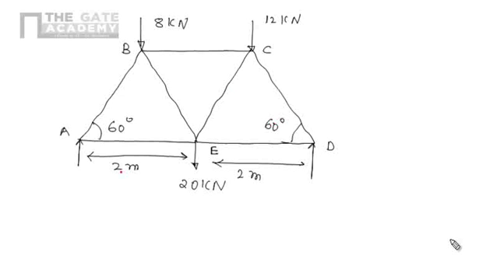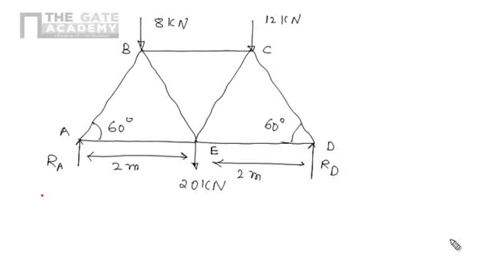So it's a complete description of the given truss. It is a simply supported truss where the points A and D are the support points. We are applying the force 8 kilonewton at B, 12 kilonewton at C, and 20 kilonewton at E. So our first step, we have to find out the reactions at the support. Say for the simple support, the reaction is RA.